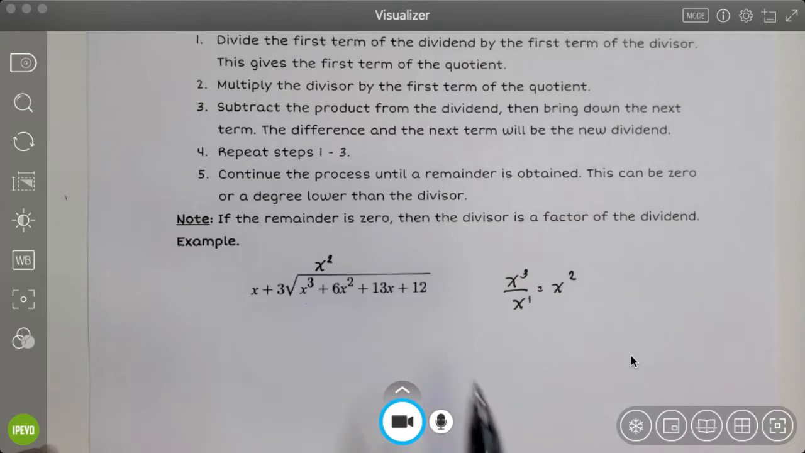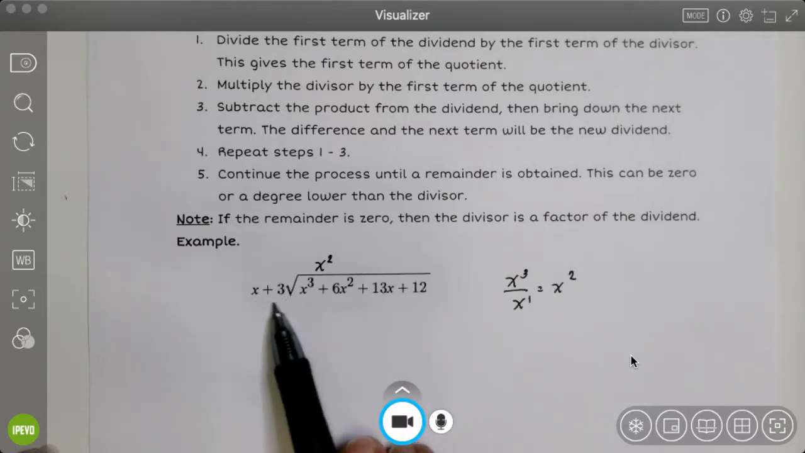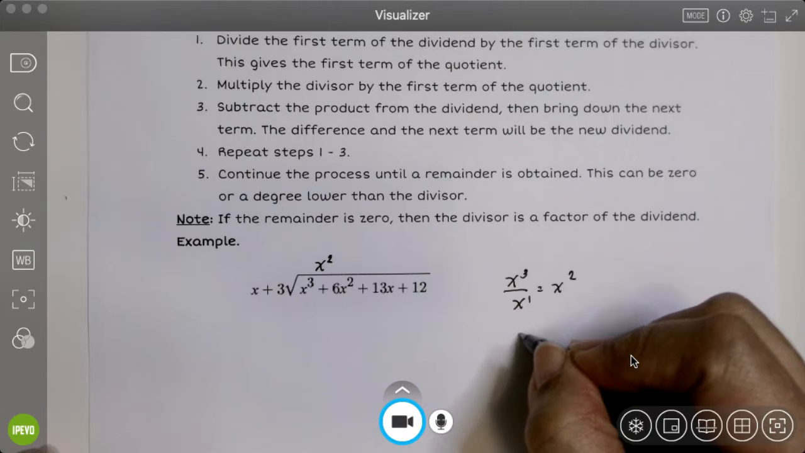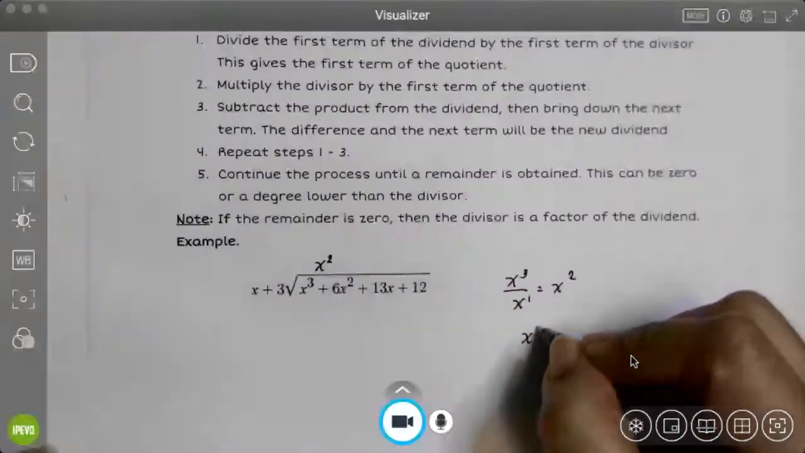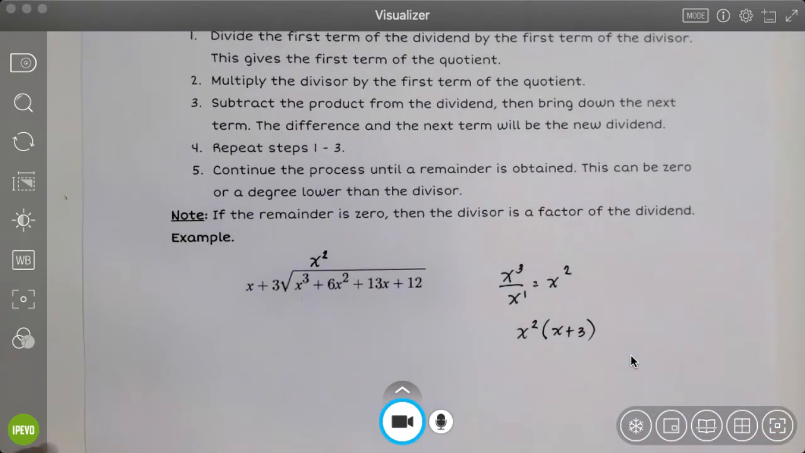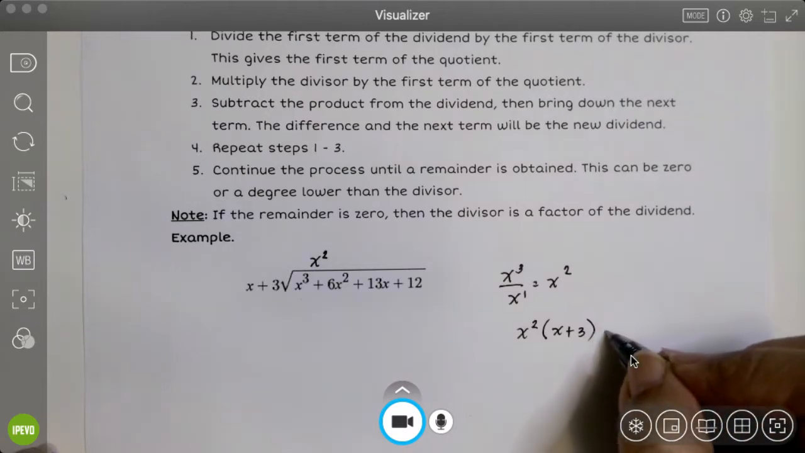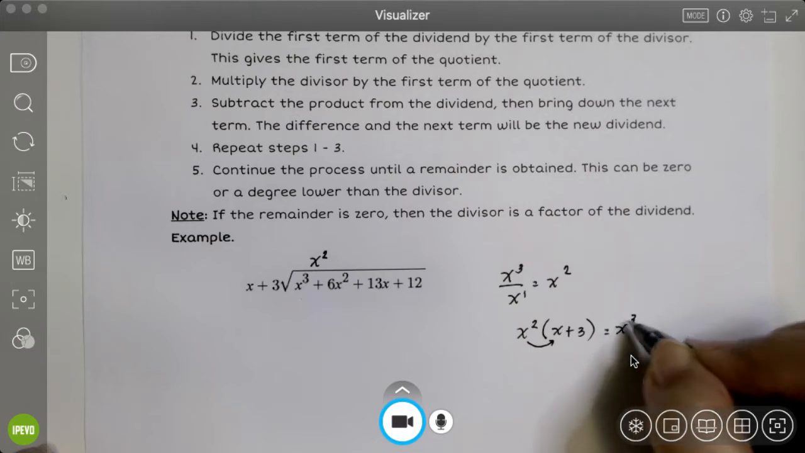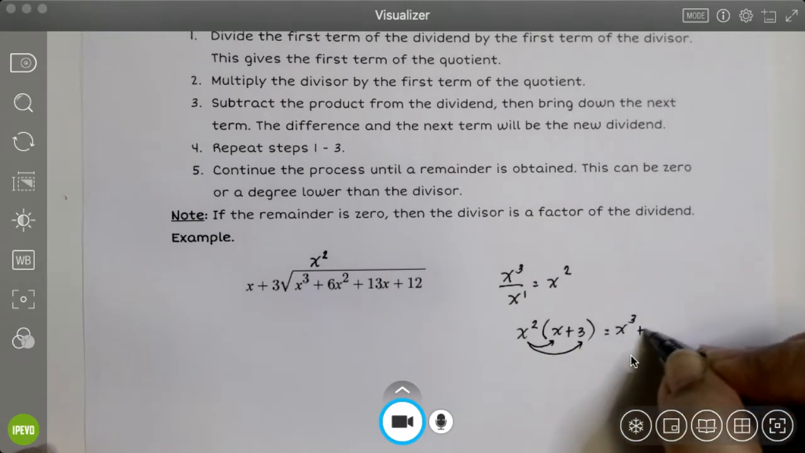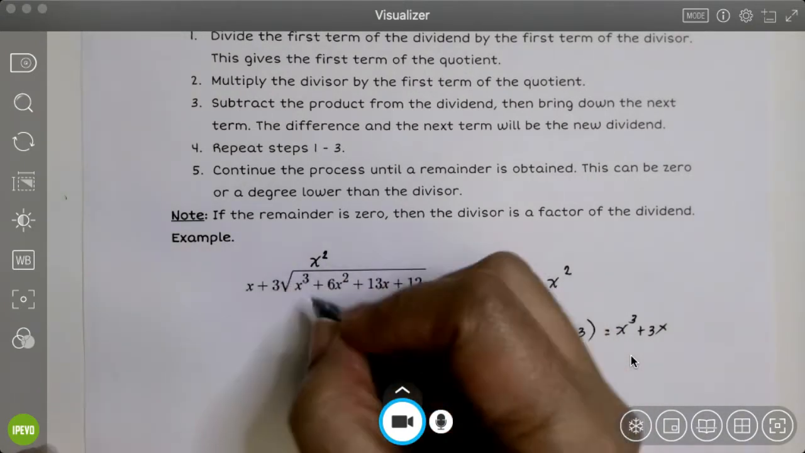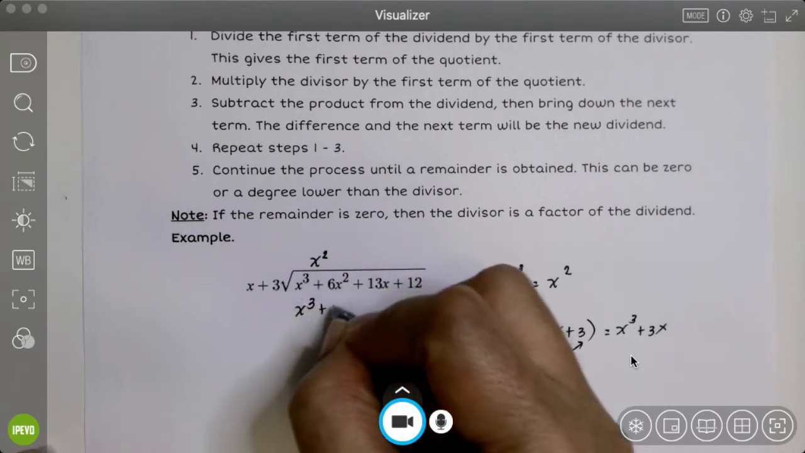Next, we multiply the divisor. Remember, your divisor is x plus 3. We multiply the divisor by the first term of the quotient. So we'll multiply x squared times x plus 3. So x squared times x is x cubed. X squared times 3 is 3x. And let's write it down here. X cubed plus 3x.